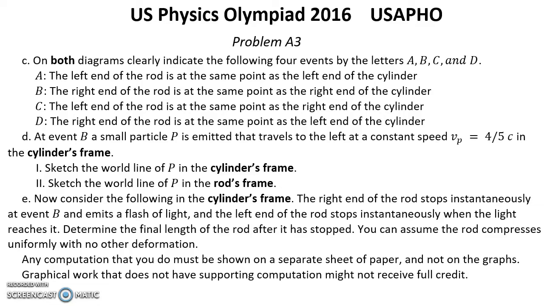Question D. At event B, a small particle P is emitted that travels to the left at the constant speed Vp equals 4/5 of the speed of light in the cylinder's frame.